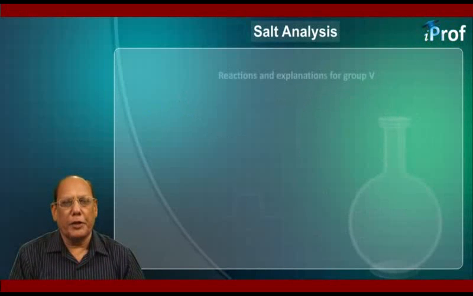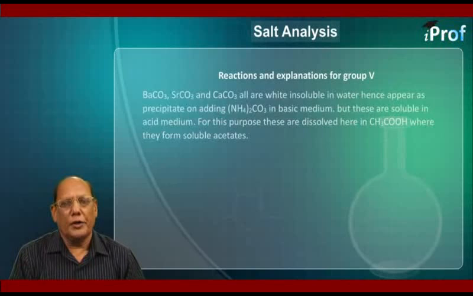Reactions and explanations for group 5. BaCO3, SrCO3 and CaCO3 all are white, insoluble in water, hence appear as precipitate on adding ammonium carbonate in basic medium. But these are soluble in acid medium. For this purpose, these are dissolved here in acetic acid, where they form soluble acetates. So let us first discuss barium ions.